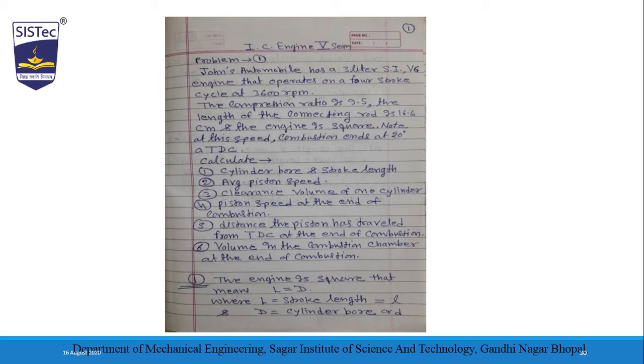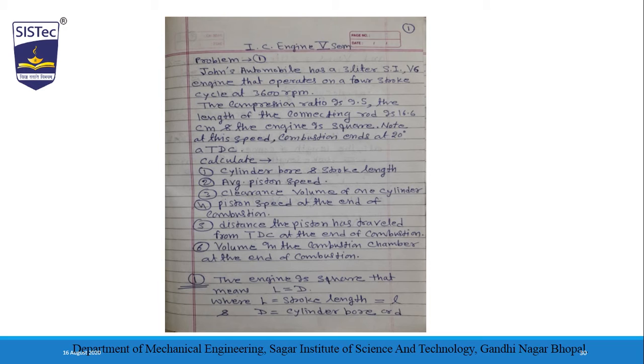In the first numerical, John's automobile has a 3-liter spark ignition V6 engine that operates on a 4-stroke cycle at 3600 rpm. The compression ratio is 9.5 and the length of the connecting rod is given as 16.6 centimeter. Also, the condition is that the engine is square. Note, at this speed, combustion ends at 20° after the top dead center.